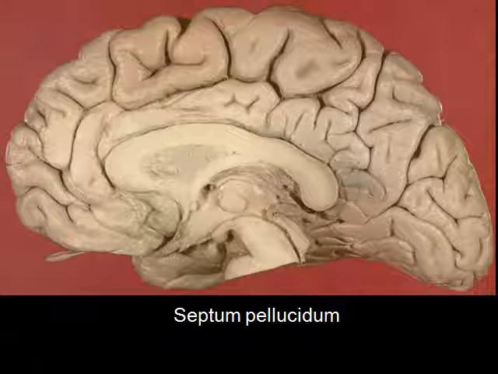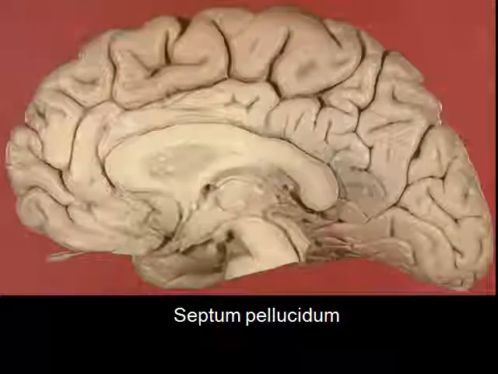It is attached above to the undersurface of the corpus callosum, below to the anterior part of the fornix behind, and the reflected part of the corpus callosum in front. It is triangular in form, broad in front and narrow behind. Its inferior angle corresponds with the upper part of the anterior commissure. The lateral surface of each lamina is directed towards the body and anterior cornu of the lateral ventricle, and is covered by the ependyma of that cavity.